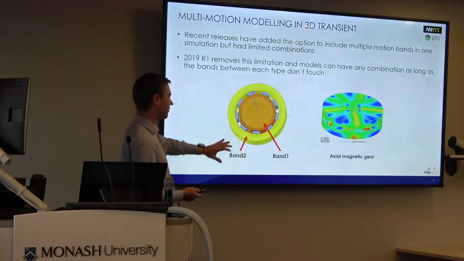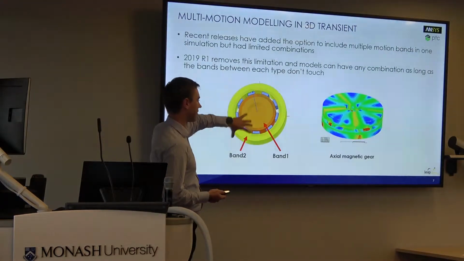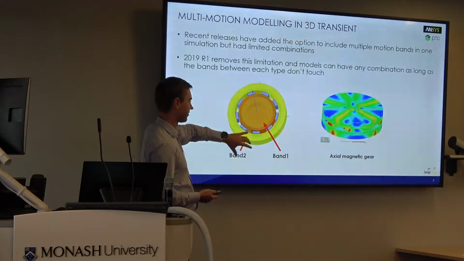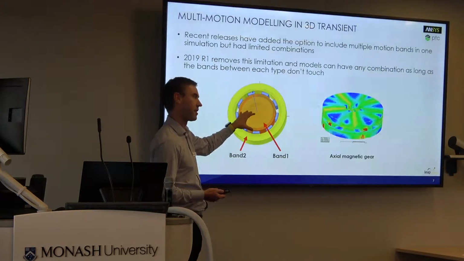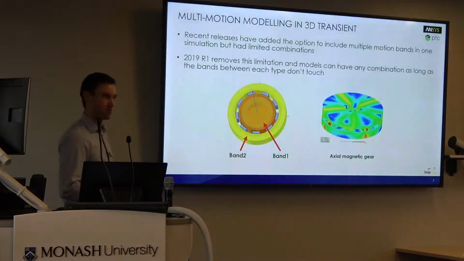And so that means for designs like this, you can have your motor setup in the center, and then your stationary element, your gearbox, and then a different motion band setup running outside for the gearbox output. And there's no extra work to get that to function.